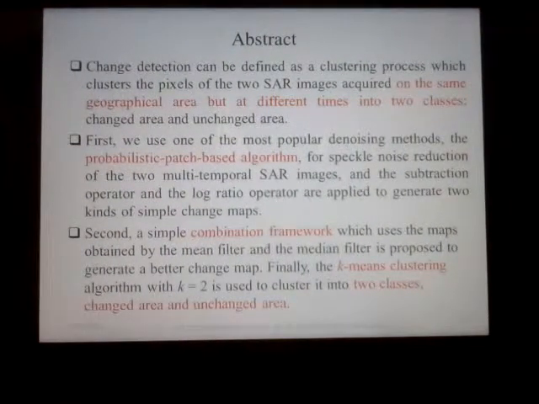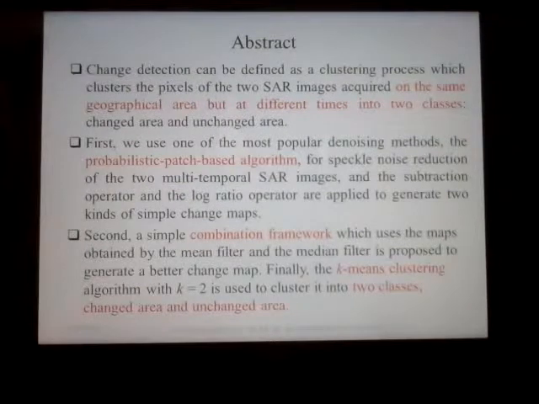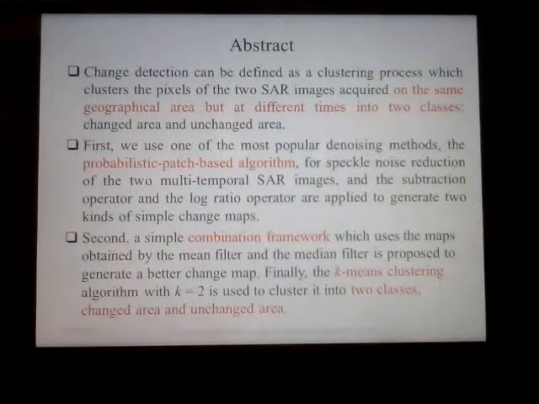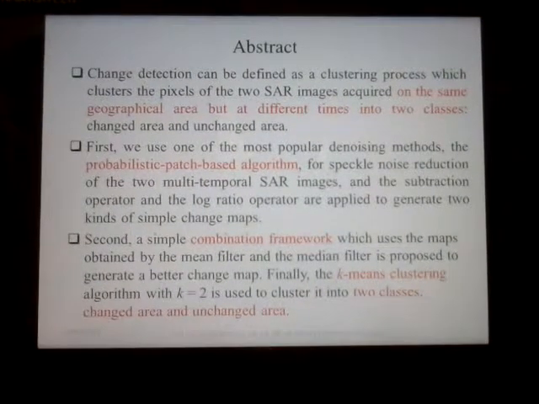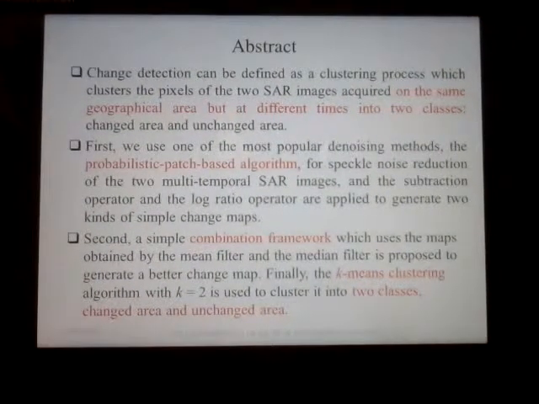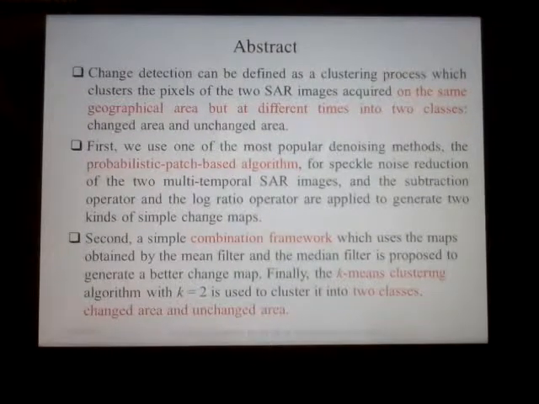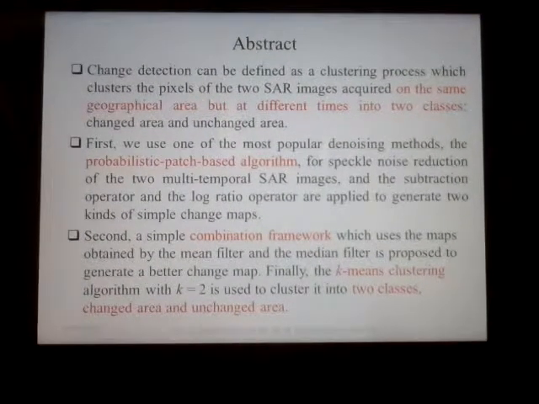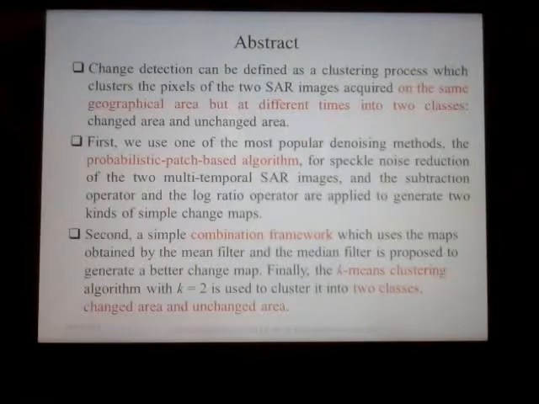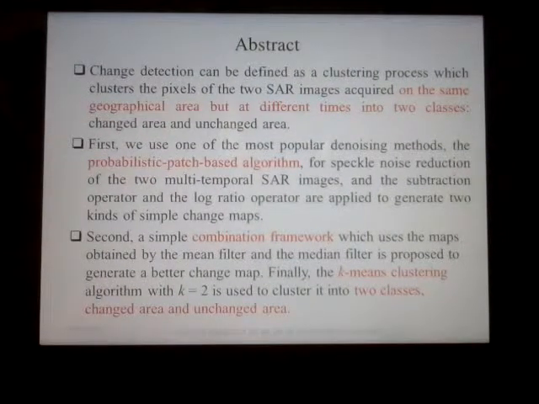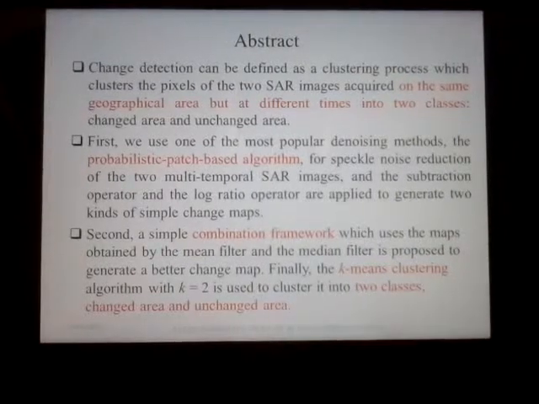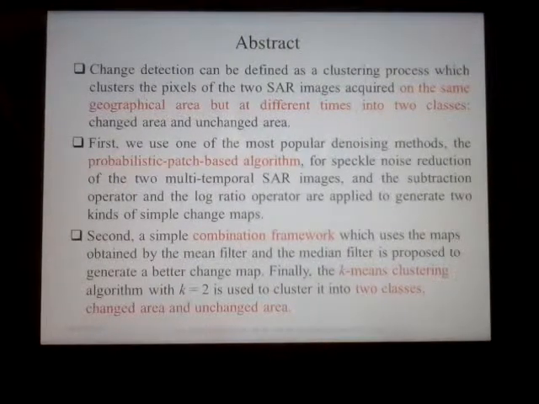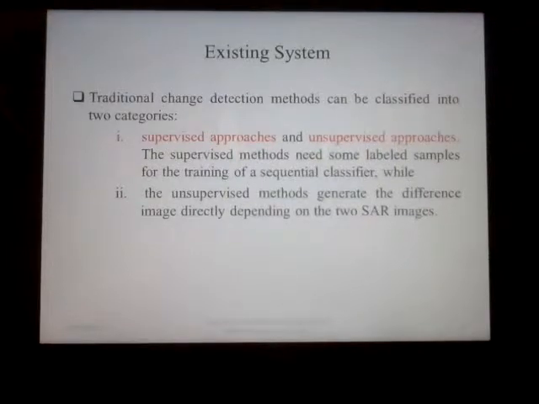Change detection can be defined as a clustering process which clusters the pixels of the two SAR images occurred on the same geographical area but at different times into two classes, changed area and unchanged area. First, we use one of the most popular denoising methods, which is probabilistic patch-based algorithm for speckle noise detection. Second, a simple combination framework which uses the maps obtained by the mean and median filter. Then we finally use K-means clustering with k equal to 2, which is used to cluster it into two classes, changed area and unchanged area.